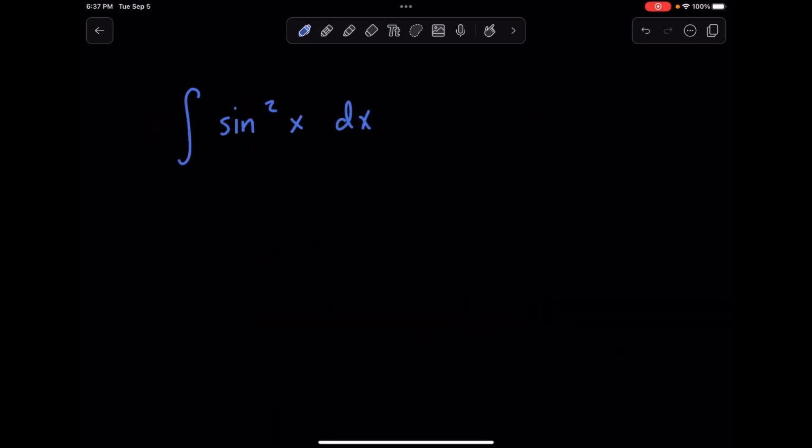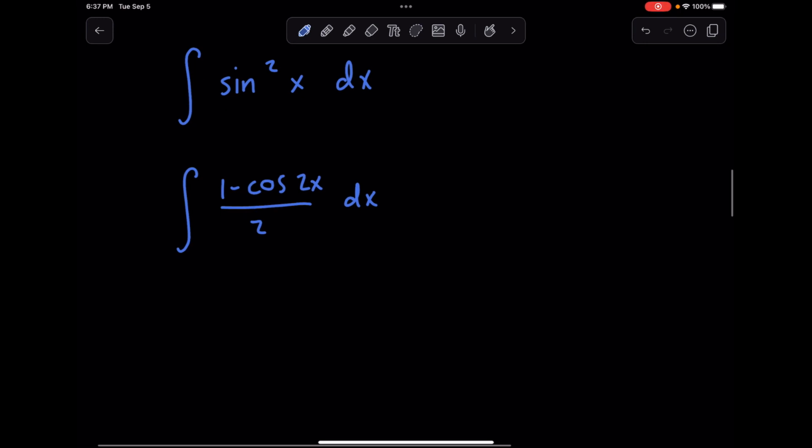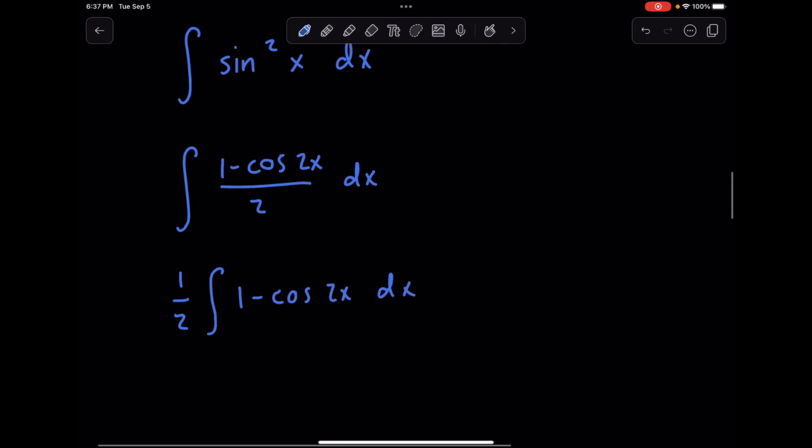Let's start off by solving the integral of sine squared x. Since this has an even power, we'll use the third identity I just showed, so the power reduction identity. And we'll write this as 1 minus cosine 2x over 2. Now we can rewrite this again, but bring the 1/2 as a coefficient out in front. So that's 1 minus cosine 2x dx.